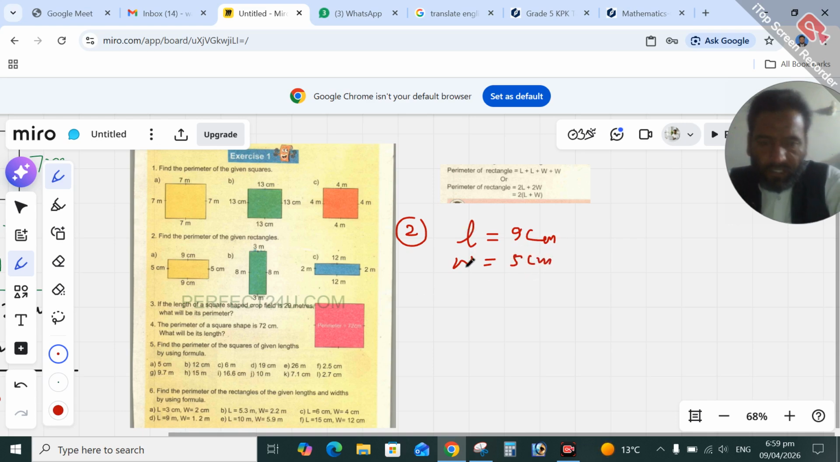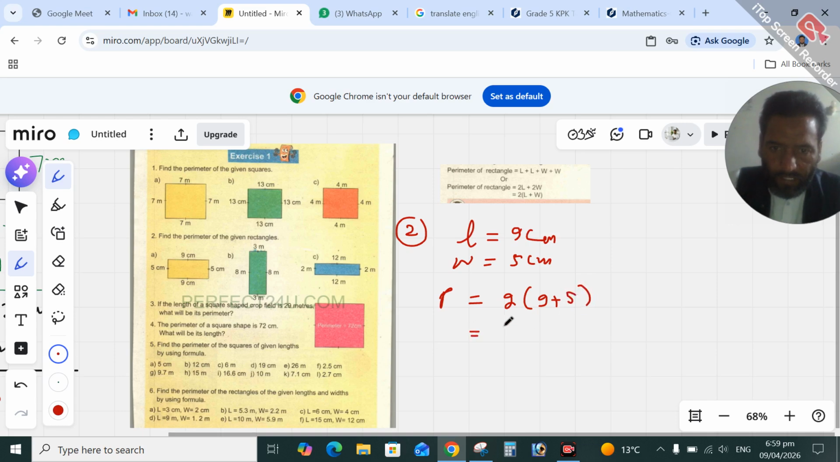Let me substitute the length and width in the given formula, that is perimeter is equal to 2 times the length of the rectangular shape, which is 9 centimeter, plus the width of the rectangular shape, which is 5 centimeter. So let me add 9 plus 5 equal to 14 centimeter, and here 14 times 2 equal to 28 centimeter is the required perimeter of the rectangular shape.